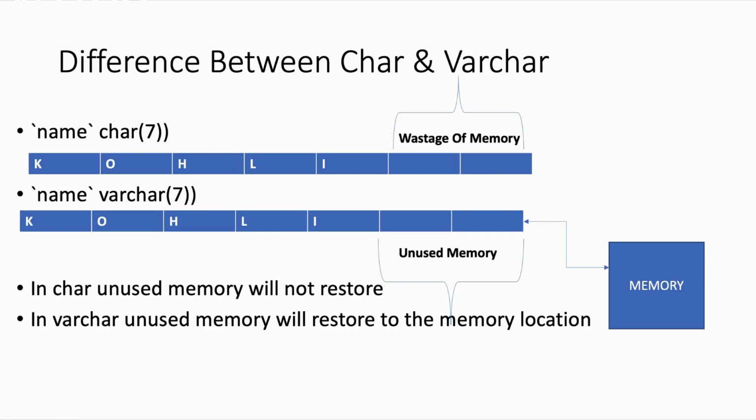But in varchar, the unused memory will be restored to the memory location. So by using varchar, we can save more memory. That's why we use varchar for all the operations. That's what I put here: in char, unused memory will not be restored, and in varchar, unused memory will be restored to the memory location.